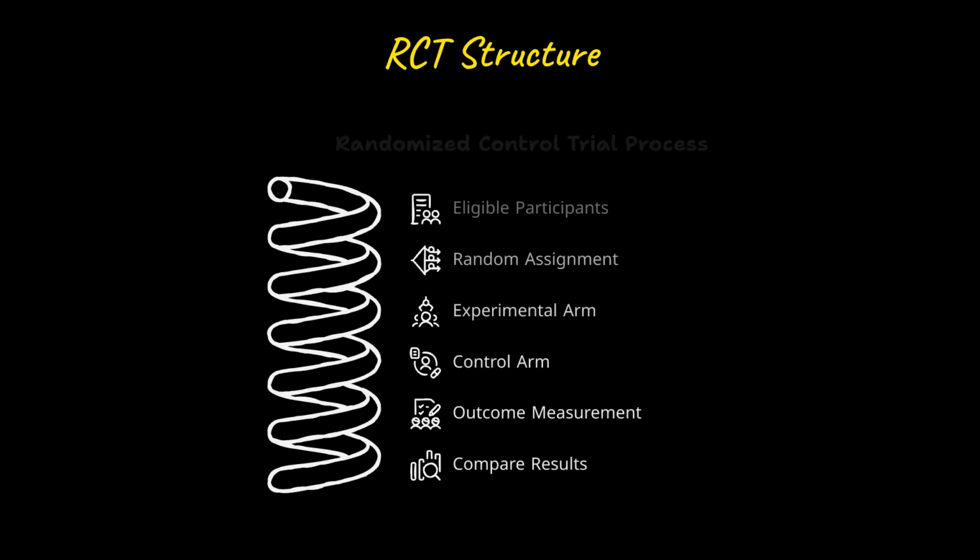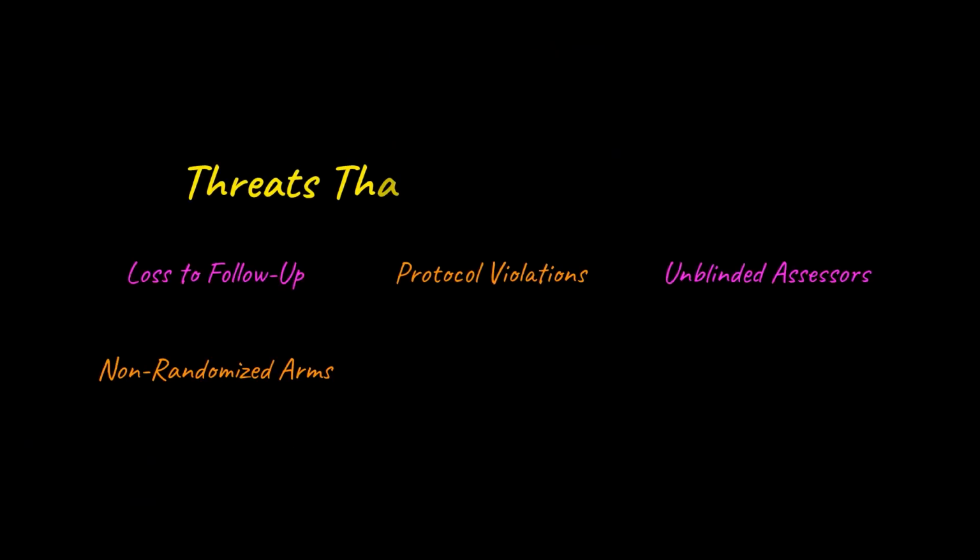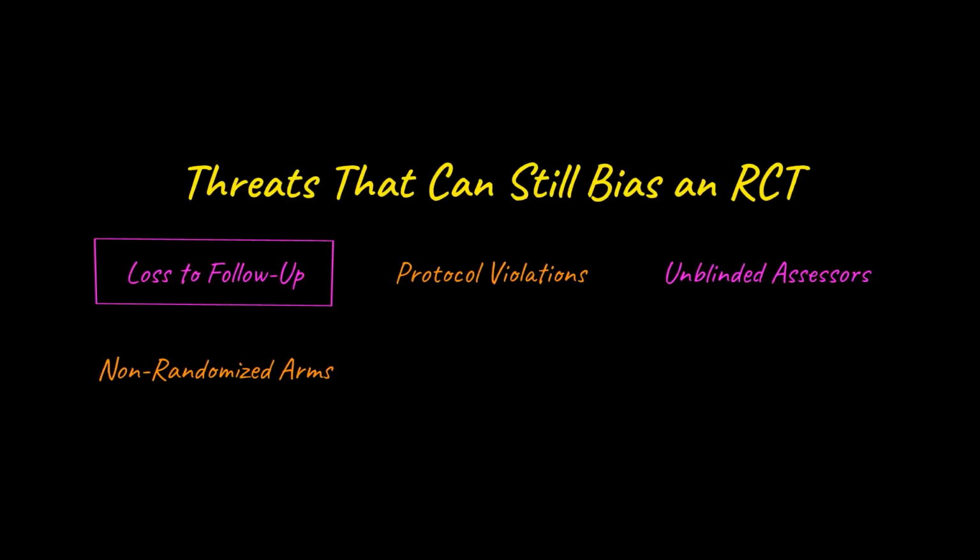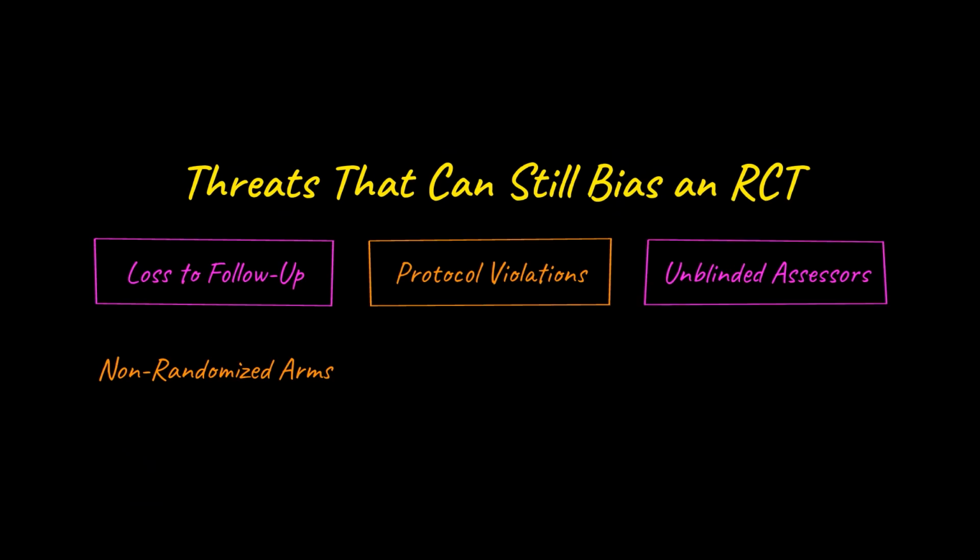After random assignment, both groups are followed under identical protocols, same measurements, same intervals. At the end, outcomes are compared. Randomization ensures that any difference between groups reflects the intervention, not pre-existing differences at baseline. A randomized design does not guarantee unbiased results. Loss to follow-up, protocol violations, and unblinded outcome assessment can all compromise a trial.